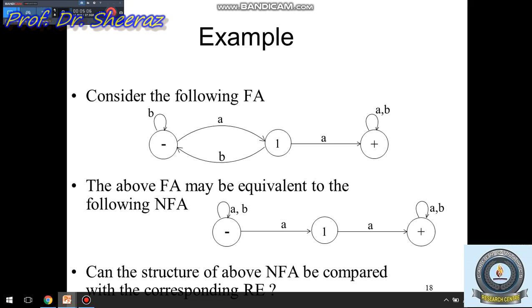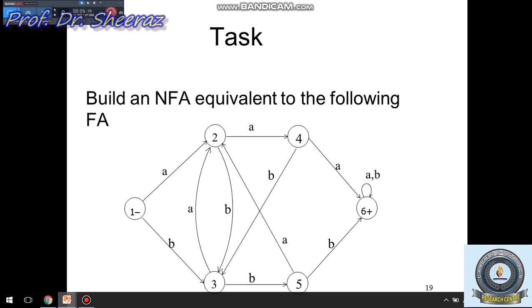Another example like this as well. तो चूंकि दोनों double A को read कर रही हैं, इस वजह से we can say that they are equivalent. Another example we will see in the next diagram: how to build an NFA equivalent to the following FA.